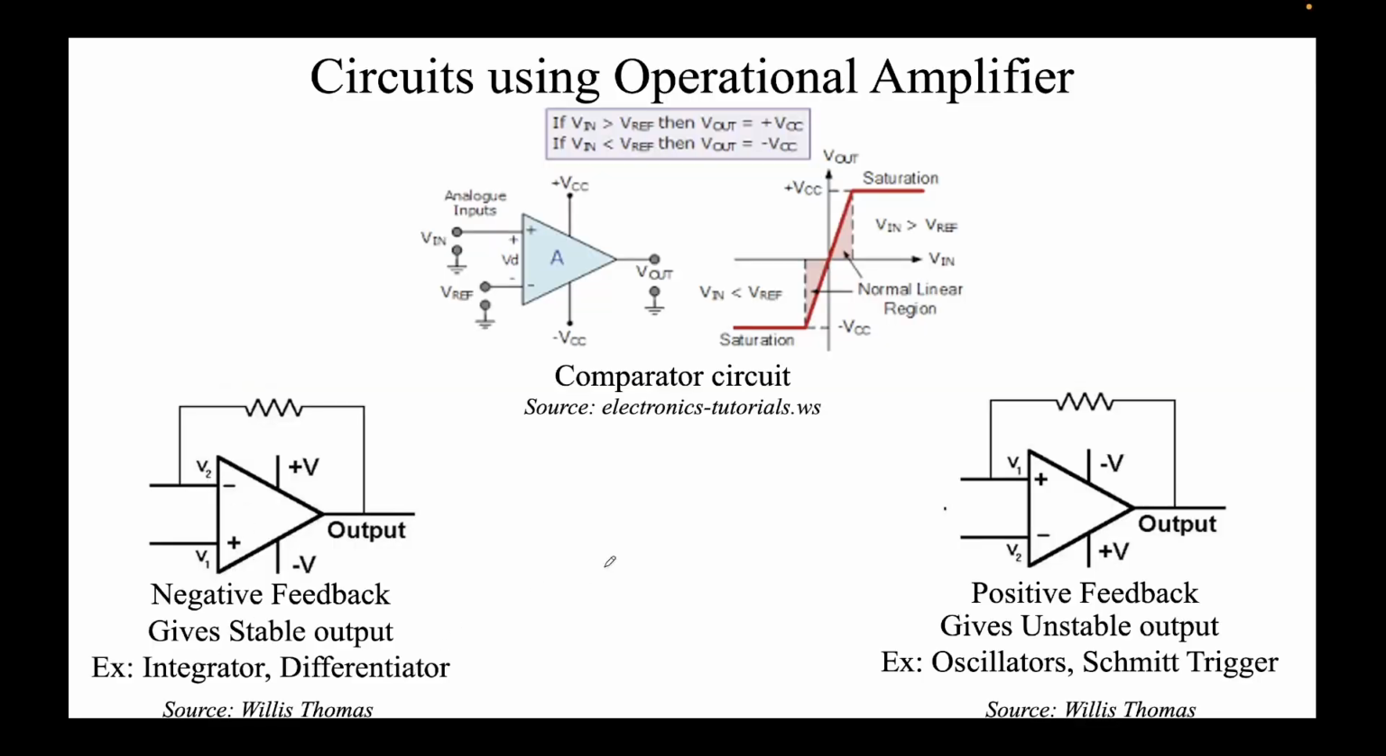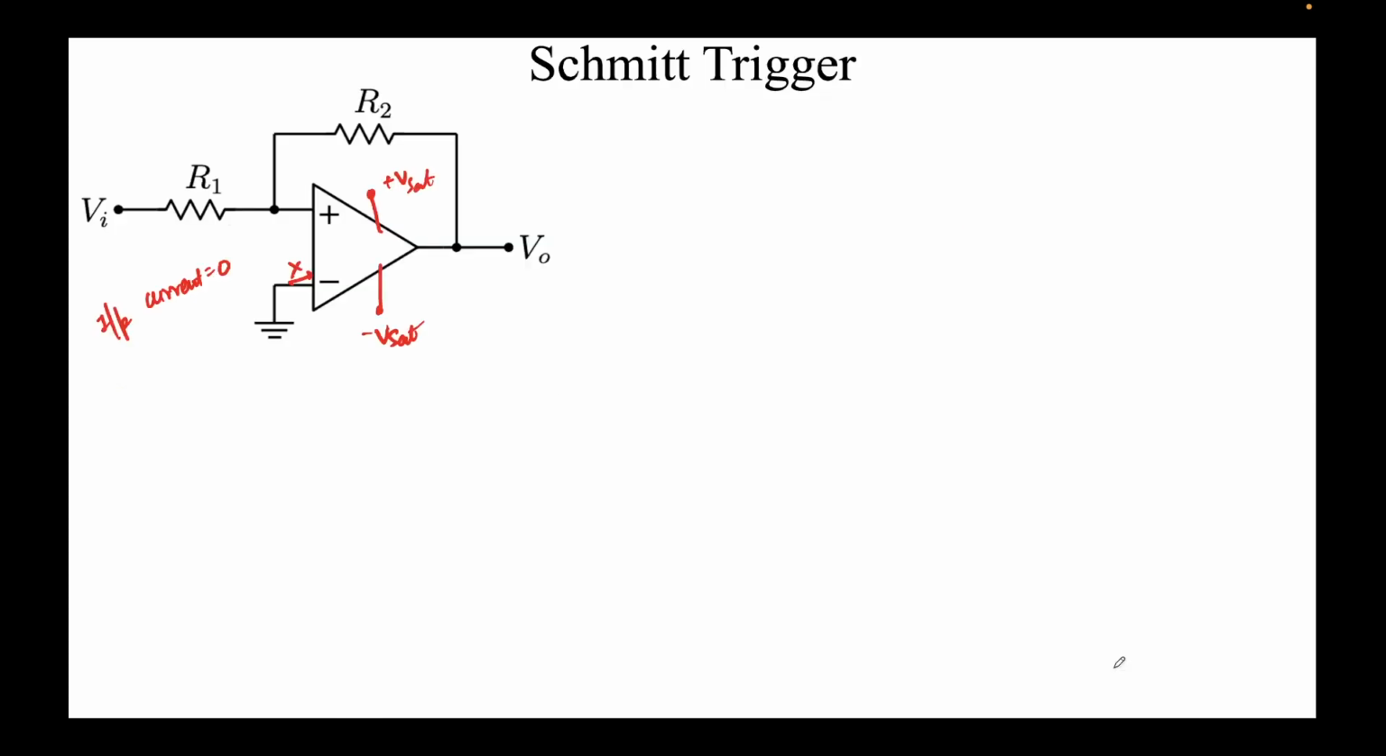Again, you can refer to the previous sessions for more details. Today we'll be focusing on positive feedback because it gives an unstable output, but it's called positive because the output terminal is being fed to the positive terminal, the non-inverting terminal. Some examples are oscillators and Schmitt triggers, which we'll talk about right now.